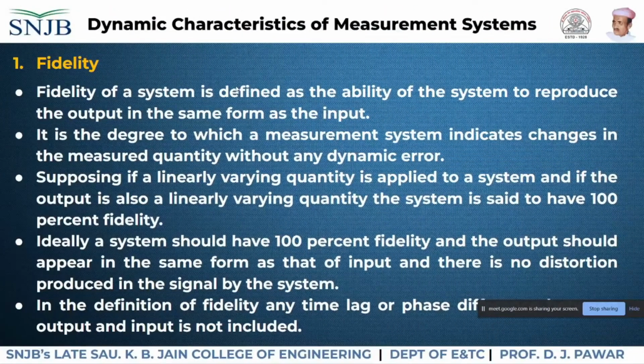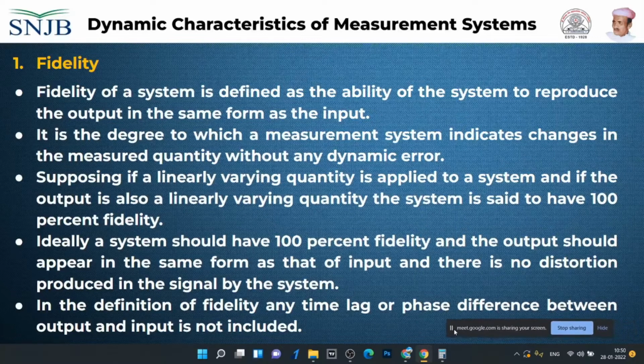आता ज्या डायनामिक कॅरेक्टरिस्टिक्स आहेत ते बघा. पहिला आहे फिडिलिटी. Fidelity of a system is defined as the ability of the system to reproduce the output in the same form as the input. It is the degree to which the measurement system indicates changes in the measured quantity without any dynamic error. Static या fixed गोष्टी असतात, dynamic या variable गोष्टी असतात.